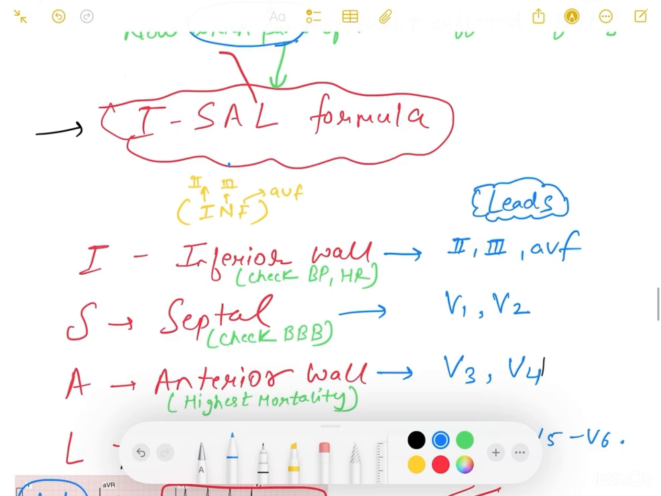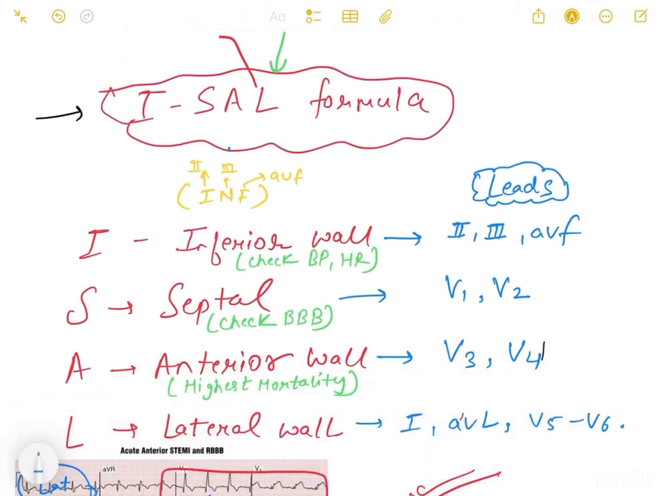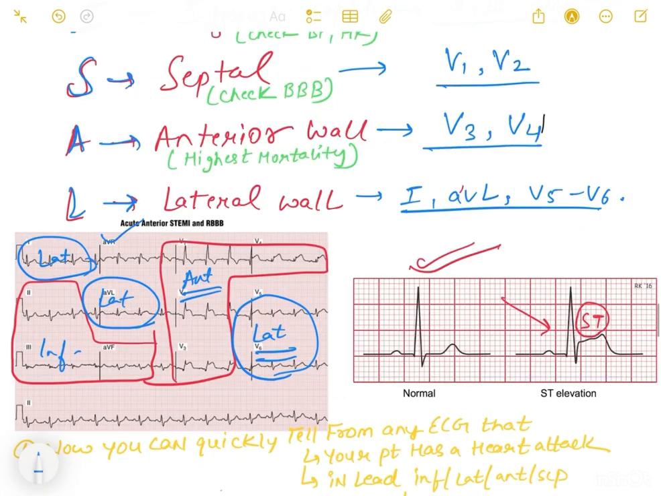So for all those who want to know the exact leads and want to remember them, this is the formula for them, ISOL. Just write it down like this. Write inferior wall, septal, anterior, lateral wall. And you can remember the respective leads like this. Otherwise, you know this pattern that I have taught you.